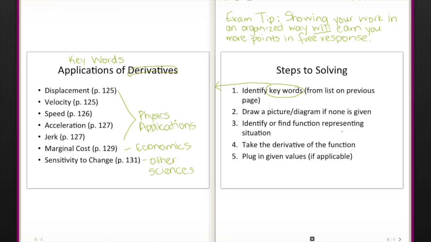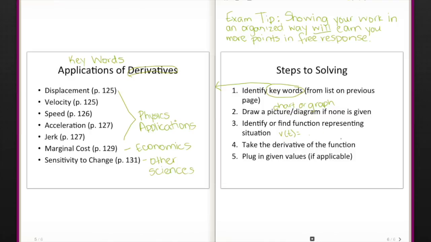So these are the steps that I recommend to solving. This is what my calculus teacher taught me, and his calculus teacher taught him, and so on and so forth. First thing you need to do is identify the keywords. You need to know what you're solving for and what type of problem you're dealing with. You can refer to this list on the previous page to help you with that for now. Second, draw a picture or diagram if none is given. This may be a chart, this may be a graph, but some visual representation of what is going on.